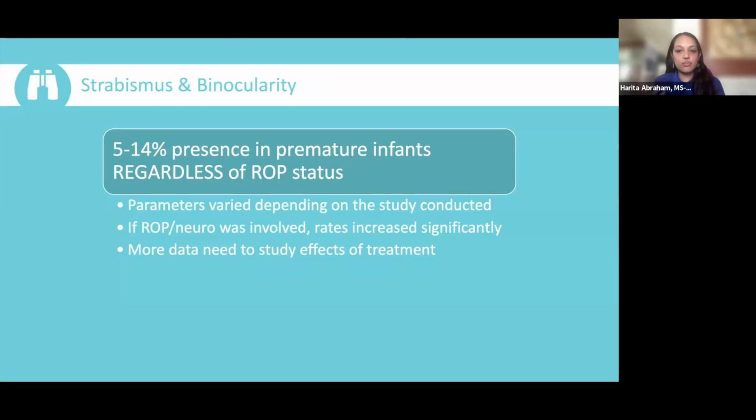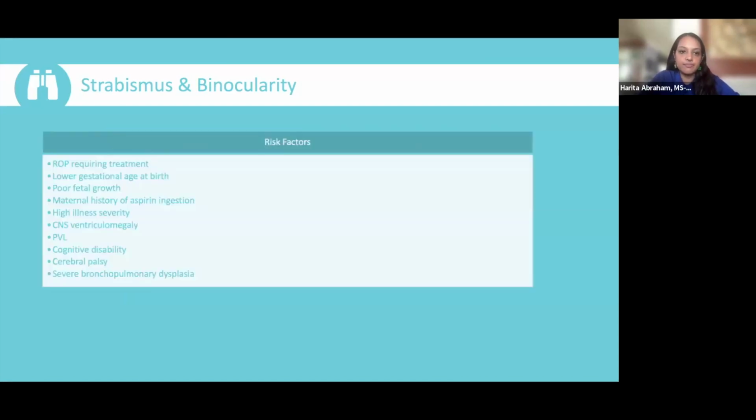If you had a premature infant, their risk for strabismus was higher. But if you have a premature infant who also developed ROP or also developed some kind of neurodysfunction in their processing pathway, then their risk for strabismus goes even higher. And this is another case where the author felt like we needed more data to study the effects of treatment on premature infants and how it could affect strabismus and binocularity.